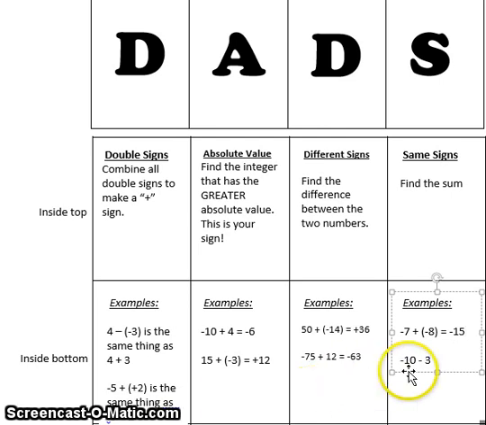Let's take a look at this one right here where we're doing negative 10 minus 3. Okay, this is the same thing as doing a negative 10 and a negative 3. So combining a negative 10 and a negative 3. When we do that, if we have two negatives that we're combining, then we know the answer right away is going to be a negative. So we can go ahead and put that. And then we just find the sum of 10 and 3. And 10 plus 3 is 13. So when we combine 10 negatives and 3 negatives, we would have 13 negatives.